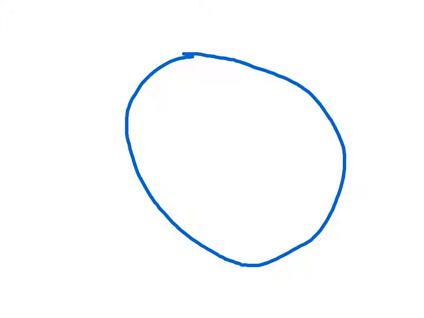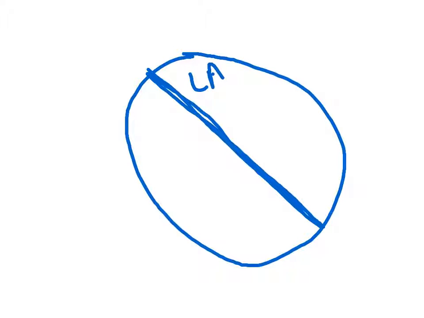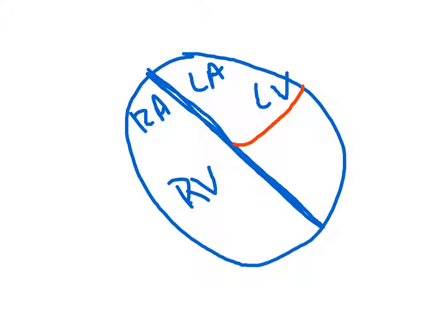So let's take a rather simple drawing of the heart. There's the septum down the middle. So this would be the left atrium, right ventricle, and this, of course, would be the left ventricle. And then the coronary arteries run on the surface of the heart, supply an area of the heart.